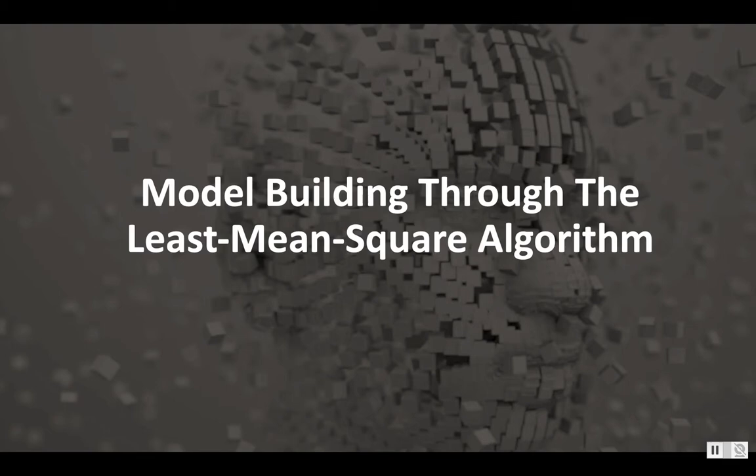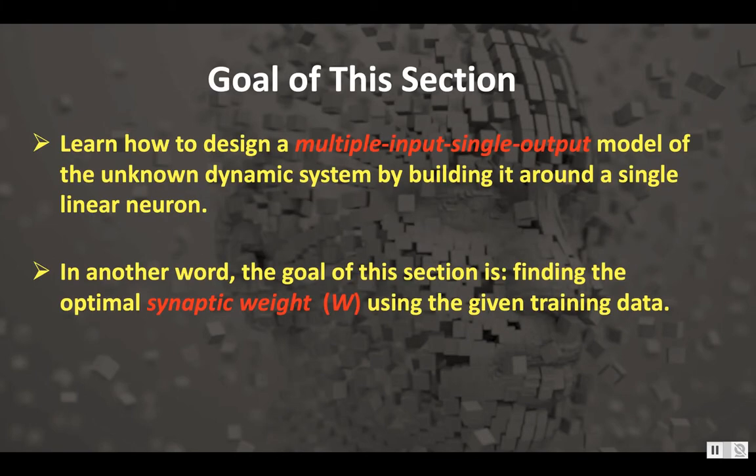Following the previous chapter, in this chapter we will learn how to find the optimal synaptic weight and the bias of the perceptron through the least mean square method. The goal of this section is to learn how to design a multiple input, single output model of an unknown dynamic system by building it around a single linear neuron. In other words, the goal is finding the optimal synaptic weight W using the given training data.